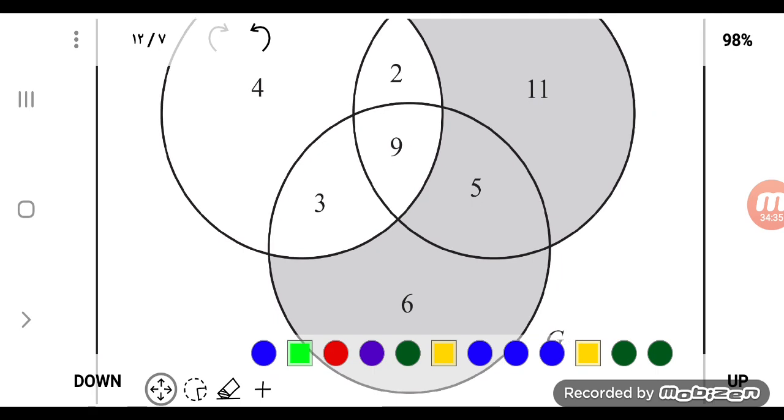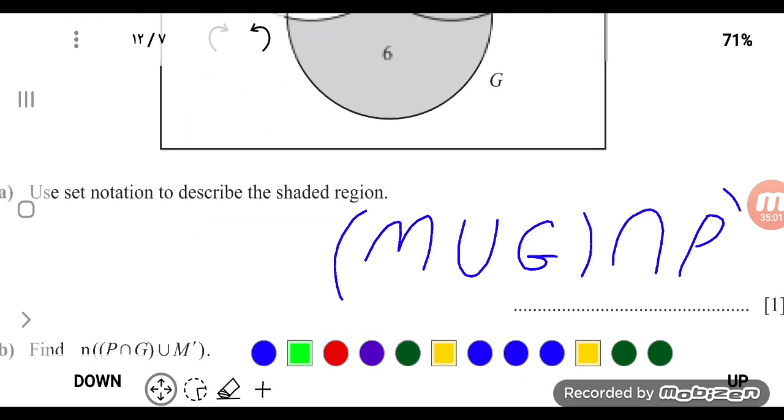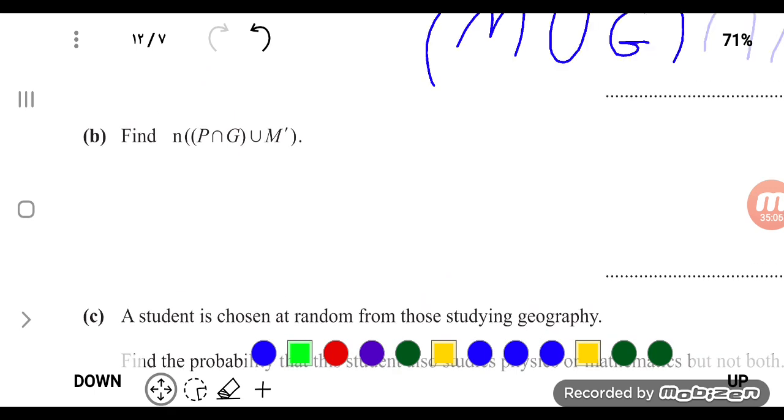Let's count how many elements we have outside M. Outside M we have 6 and 4, 10 and 3 also. So 10 plus 3, 13, 9 plus 3 is 12, plus 4 plus 6, you get 22. So the answer is 22. So here you have to write 22, of course, in the space for the answer.